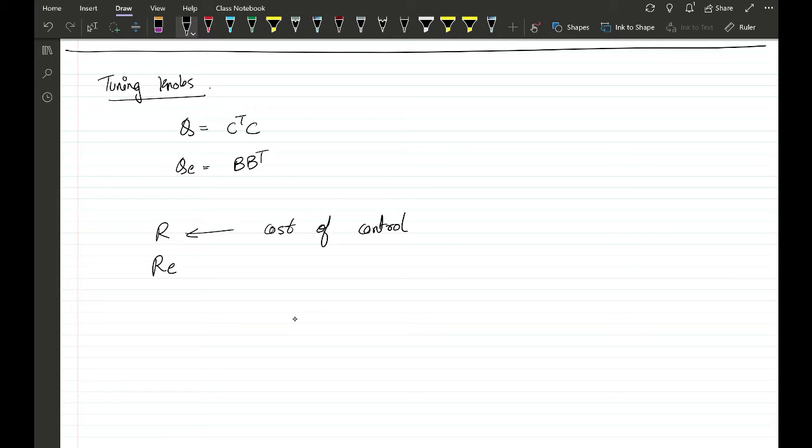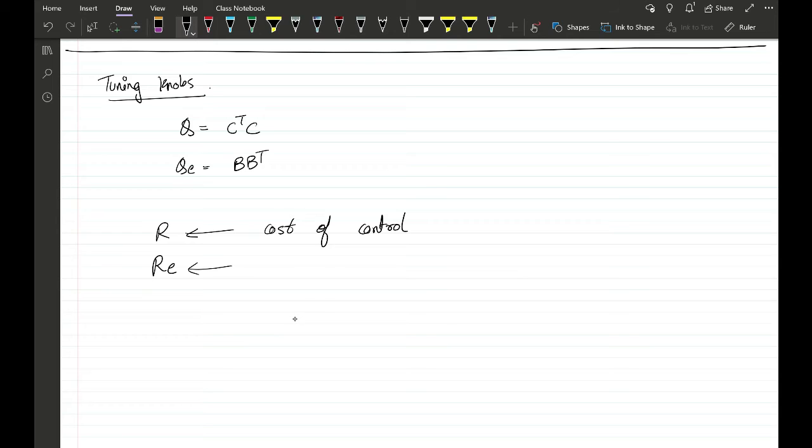On the other hand, if R is very small, that would mean that control is cheap, and the optimal controller would then try to use higher control effort to get more or better closed loop performance. RE is the covariance of the measurement noise.